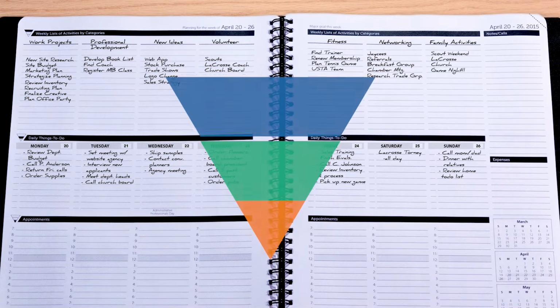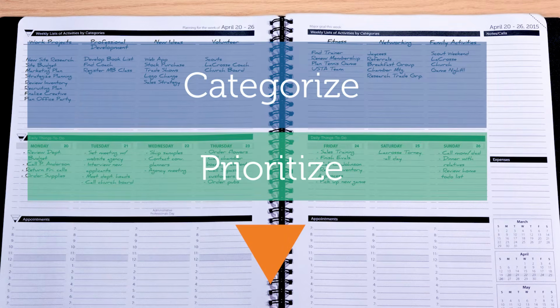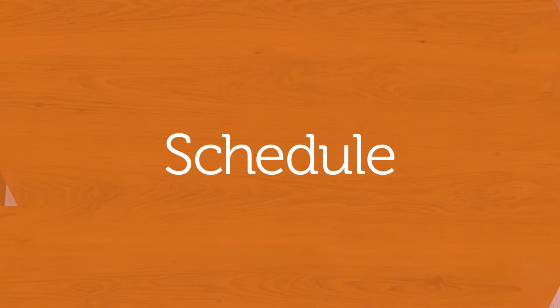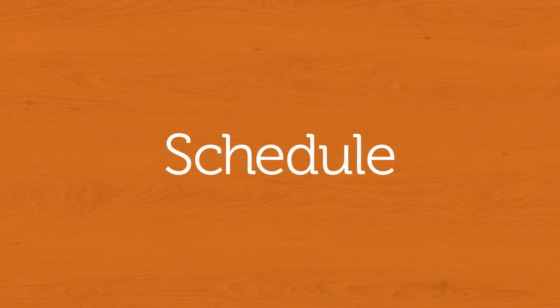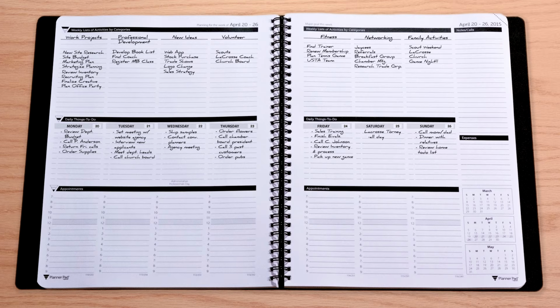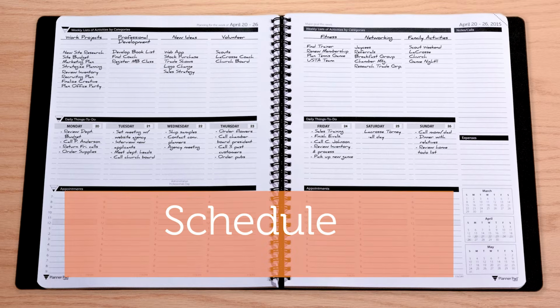At this point, you have funneled down from your activity and task warehouse important things that need to be done this week while minimizing time spent on low-priority things. The final step in the funnel system of your Planner Pad Organizer is to schedule appointments. The lower portion of your weekly planning pages replaces the common appointment book or weekly calendar.